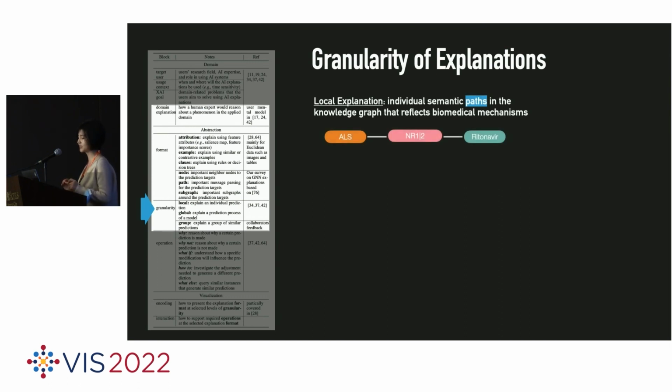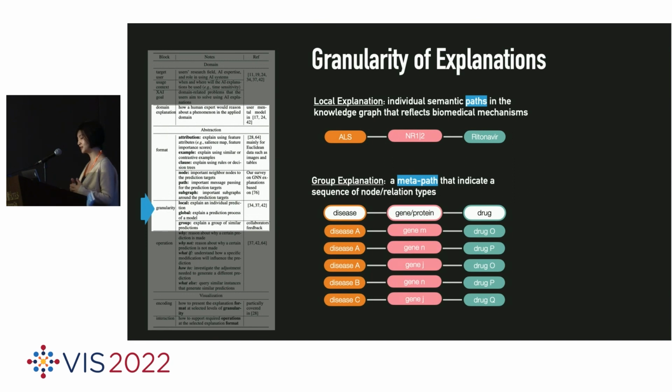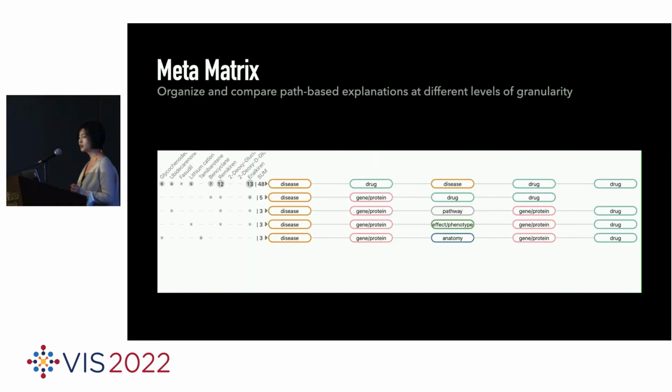individual path that explains a certain drug prediction, but also group explanations that can explain multiple similar drug predictions. We use MathPath as a group explanation, which consists of a sequence of node types and relation types. Putting all those design considerations together, we propose a math matrix design.